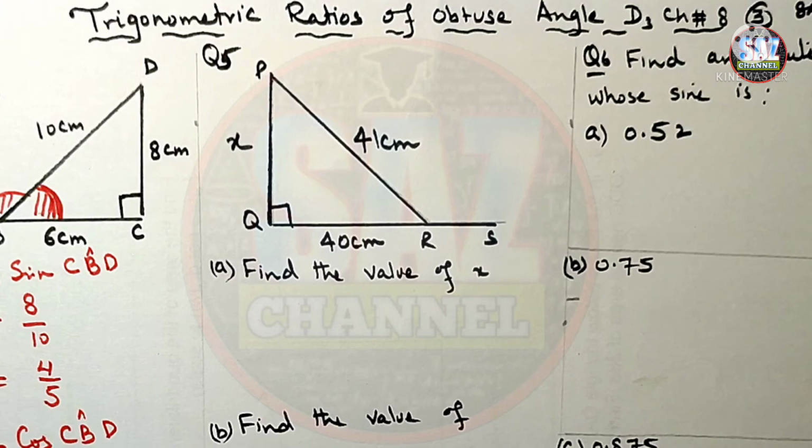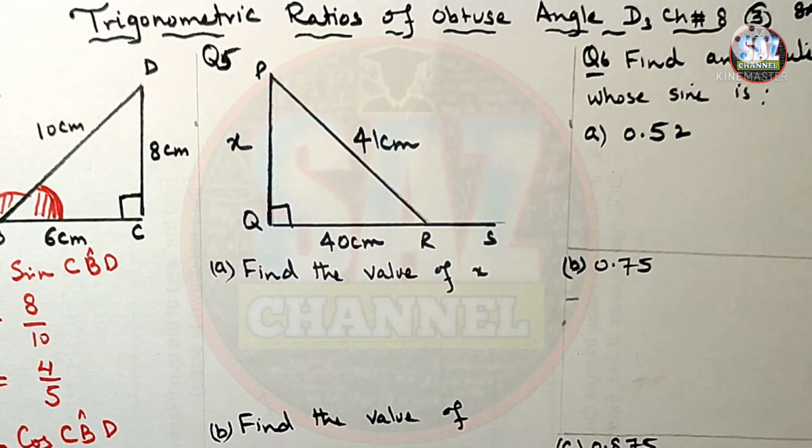Let me read the question from the book. Question 5 says that in the figure QRS is a straight line and angle PQR is 90 degrees, and PQ is x. QR is 40 and PR is 41 centimeter. Then the first requirement is that we have to find the value of x, and then after finding the value of x, we have to find the answers of the different trigonometric ratios, that is sine PRS, the second is cos PRS, and third is tangent PRQ.